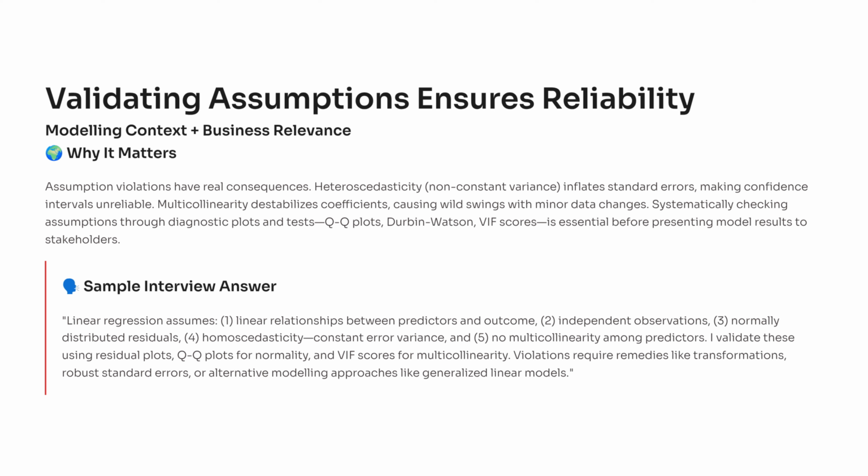Multicollinearity means predictors are highly correlated, which inflates standard errors and destabilizes coefficients. I detect it using VIF scores. Values above 10 usually indicate concern. To fix it, I remove redundant predictors, combine correlated ones, or apply ridge regression to manage correlation through regularization. The key is balancing interpretability with predictive performance. That's the kind of answer that shows you're not just running models. You understand how to make them explainable and reliable.